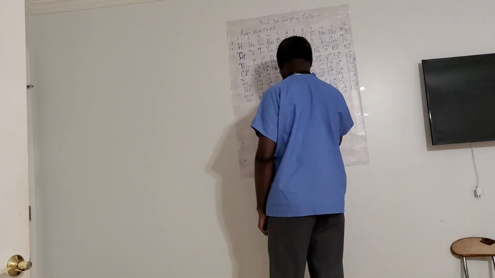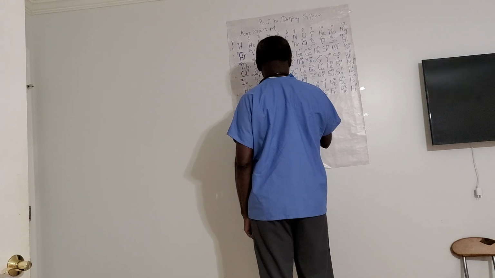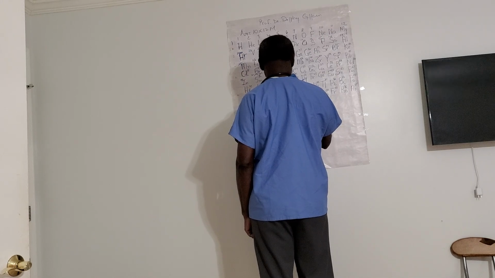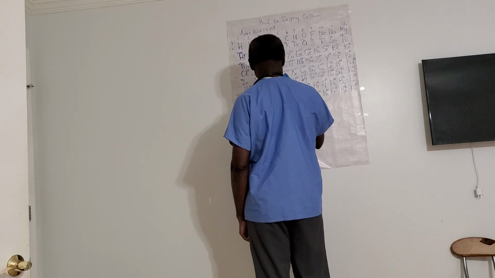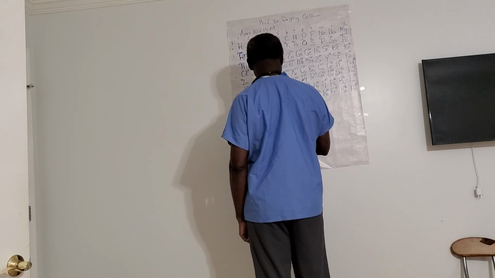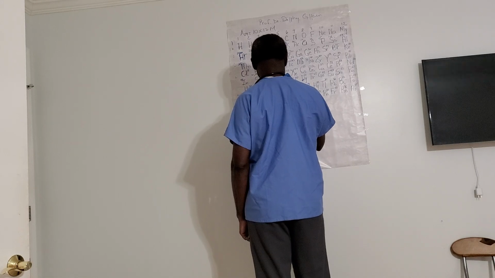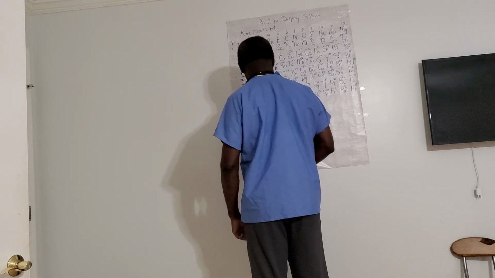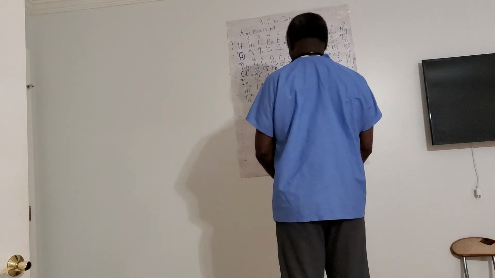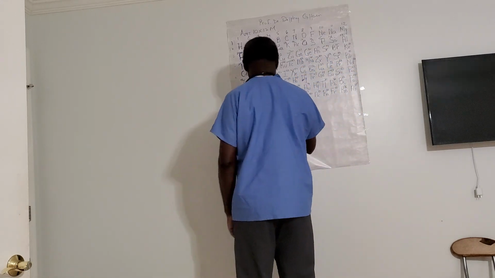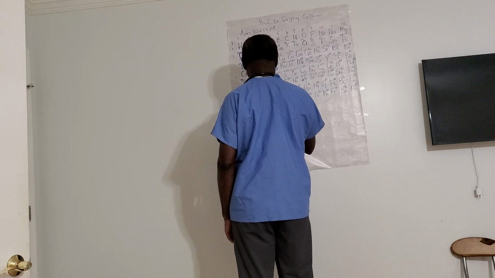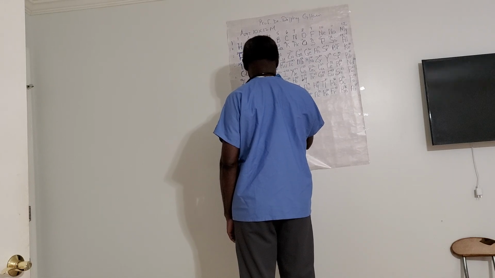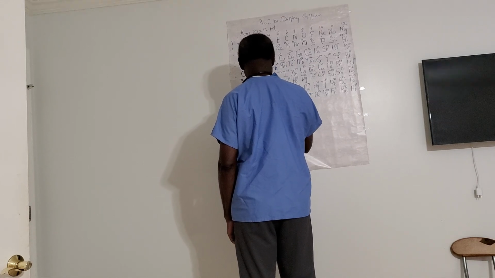93 neptunium. And here we go, 94 plutonium. And the atomic weight of plutonium is 231. 95 is americium, like America. 96 is curium.